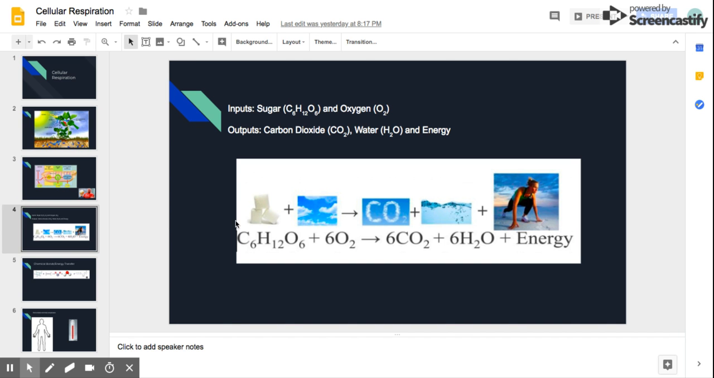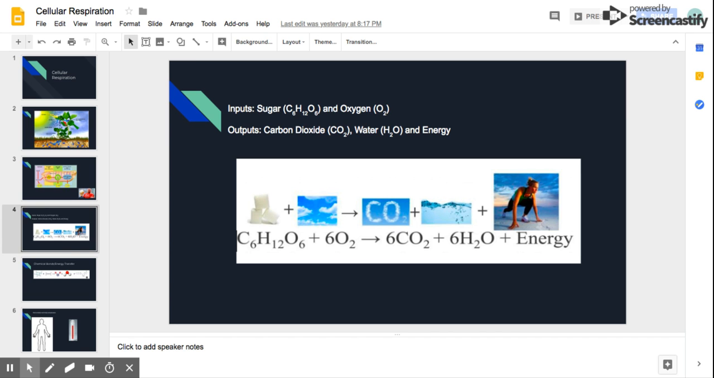The inputs of cellular respiration are C6H12O6, or sugar, and oxygen, or O2. Remember, these were the outputs from photosynthesis. Oxygen is obtained from the surrounding environment. Sugar is obtained from external sources such as plants, obtaining their energy from the sun, or humans obtaining energy from food.